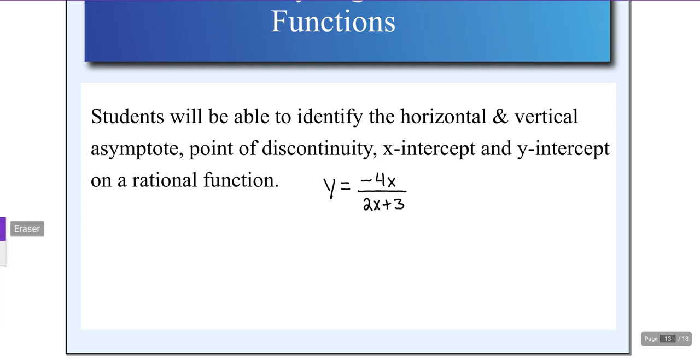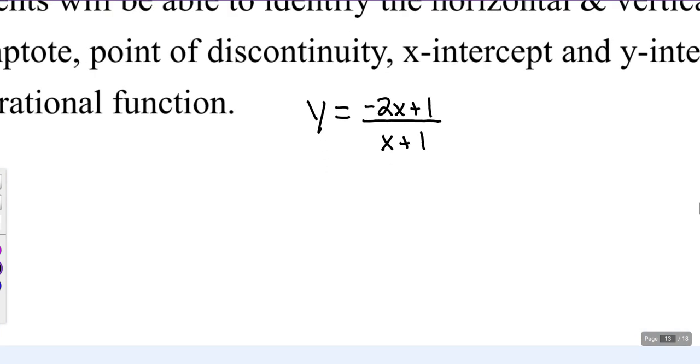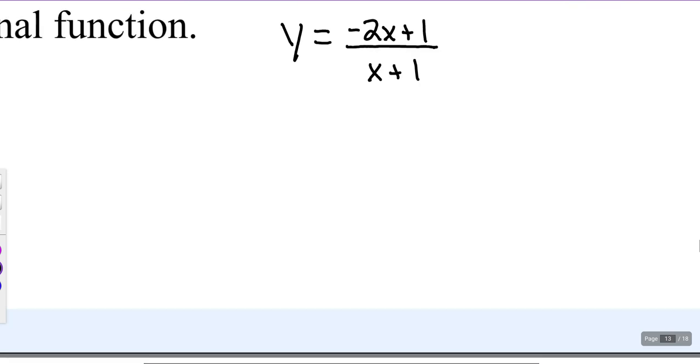Can you just do the one in the practice booklet, negative 2x plus 1 over x plus 1? Negative 2x plus 1 over x plus 1? Correct. And they want that in standard form? Yes. I can do it. You want to try one by yourself first? They want it in transformation form. Yeah, transformation form, standard form, same idea. You want to try it by yourself?